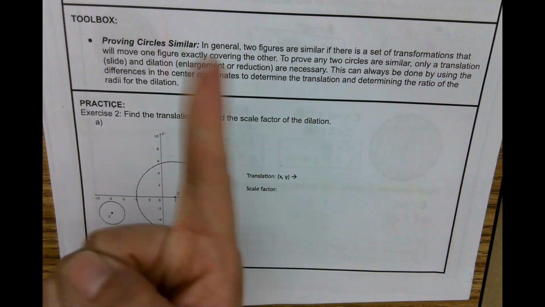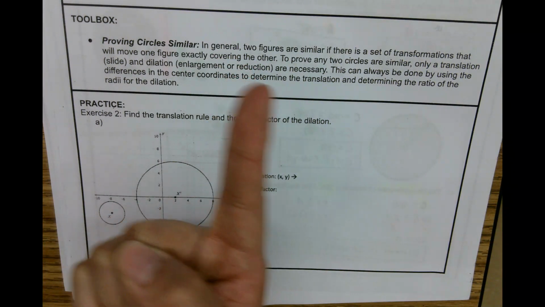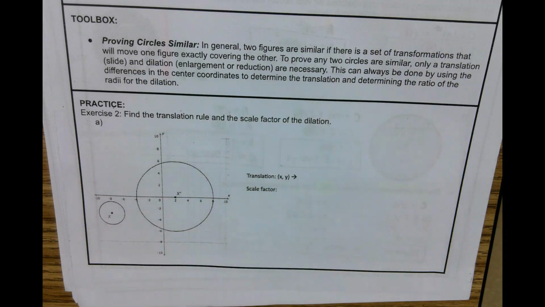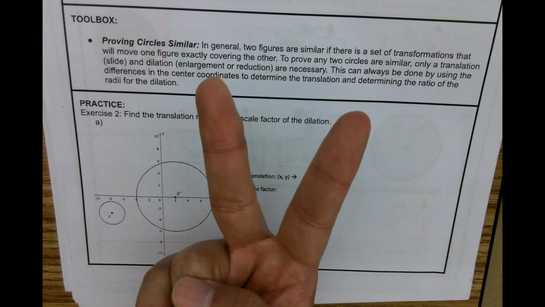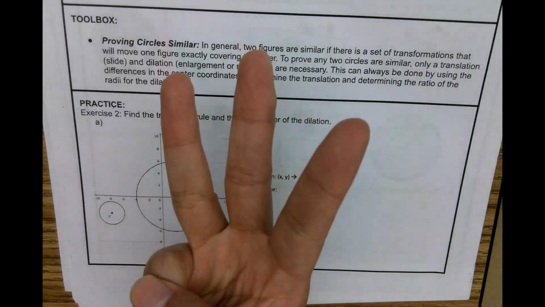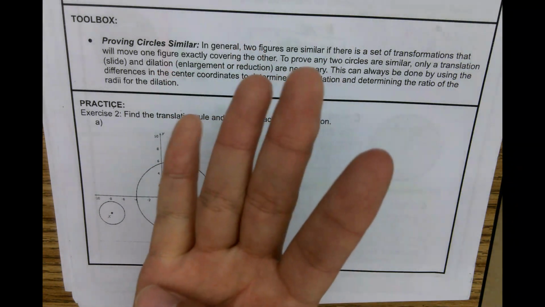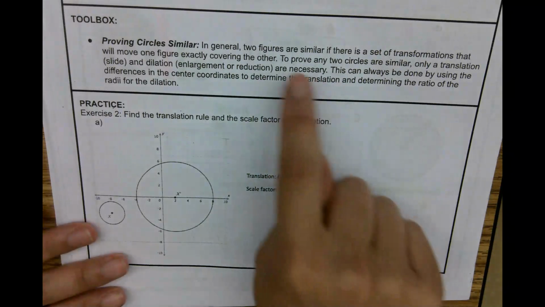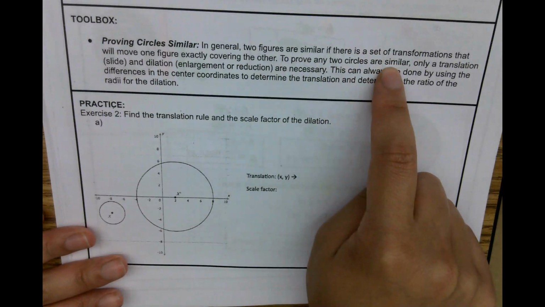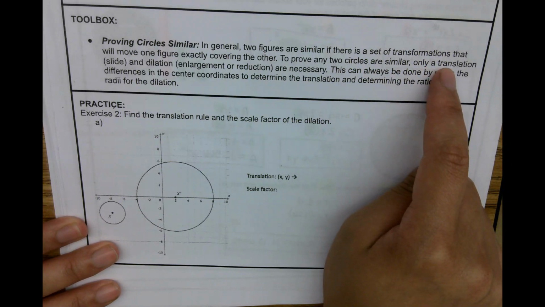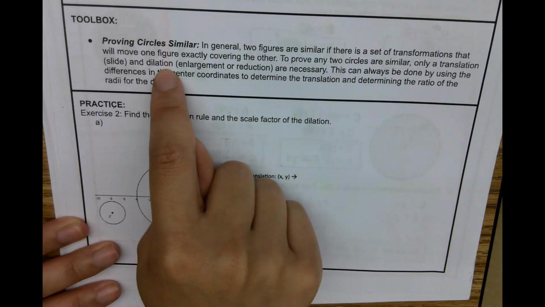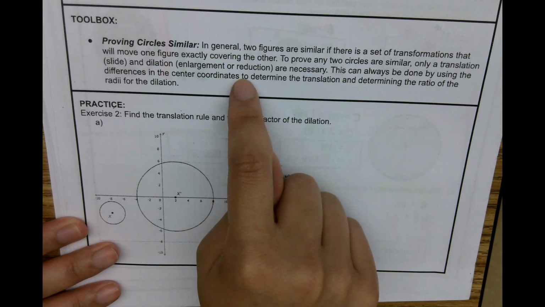We have translations where they shift, they move up and down, left and right. We learned about reflections where they were mirrored across something. We learned about rotations, and we learned about dilations. Okay, so to prove that any two circles are similar, only a translation, a slide, a shift, and a dilation, an enlargement or reduction are necessary.